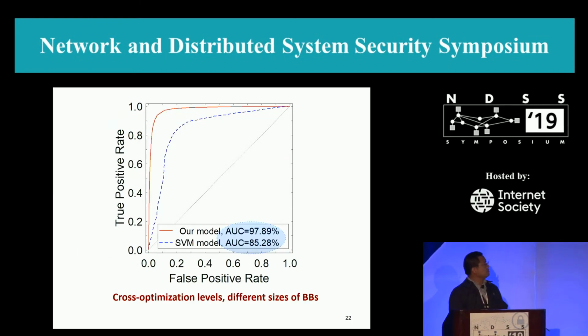Okay, this is the most important result. This shows the two ROC curves. The blue one uses the approach based on feature extraction, and the red one corresponds to our approach. We can see that there is a big contrast. But that's not the biggest contrast.